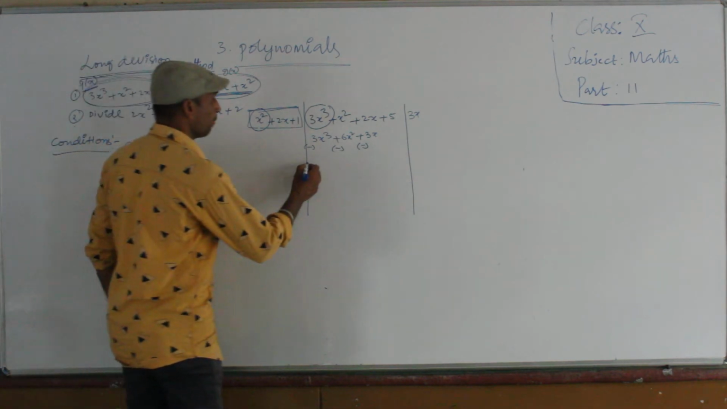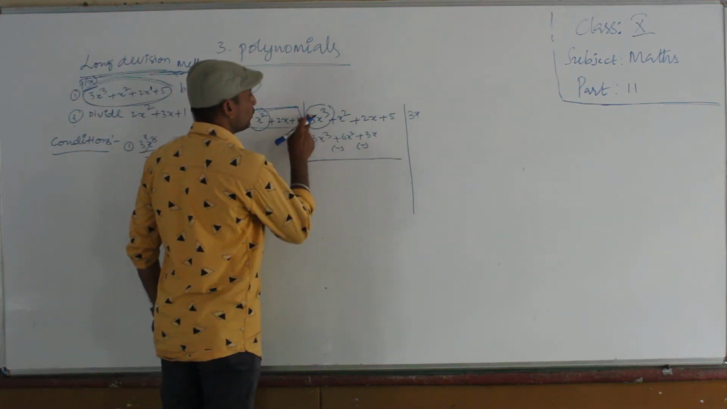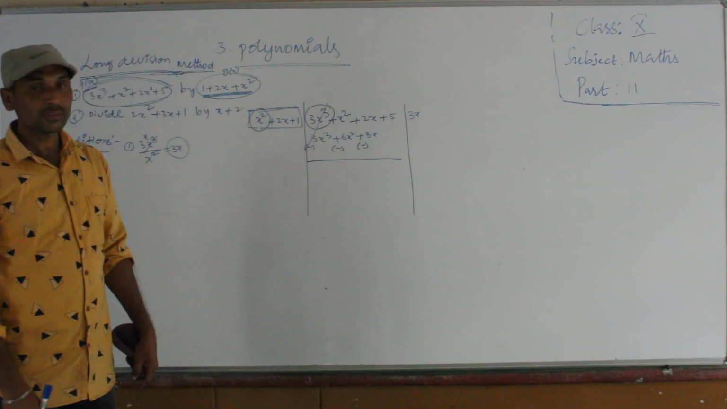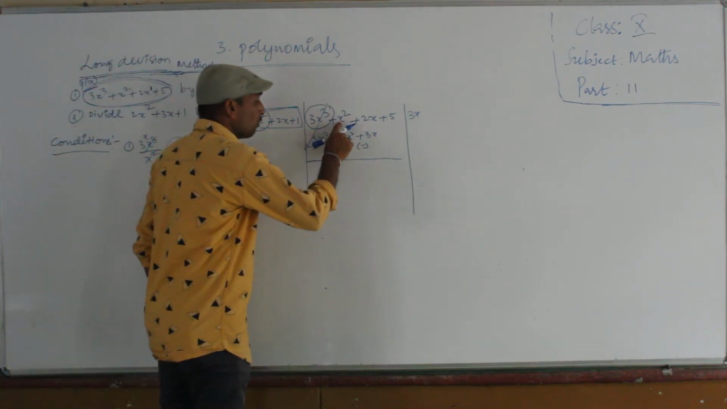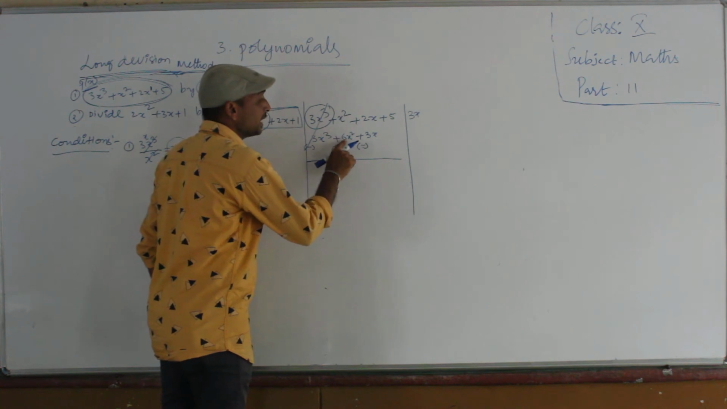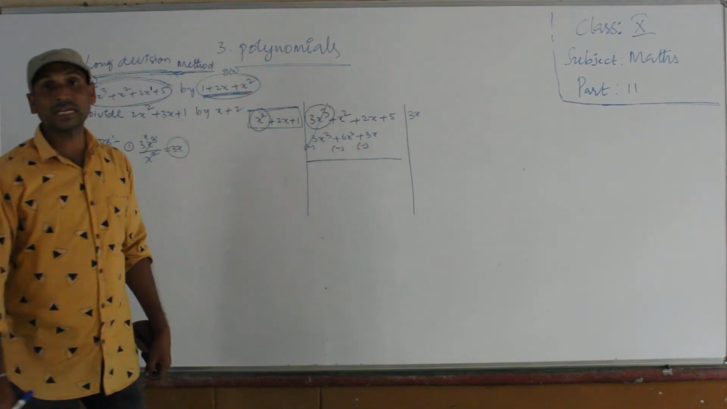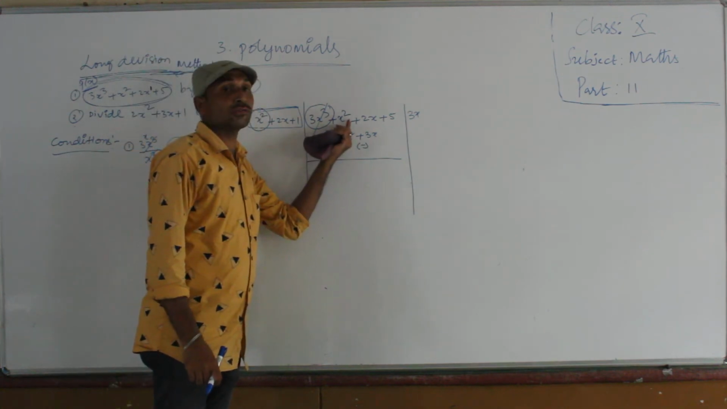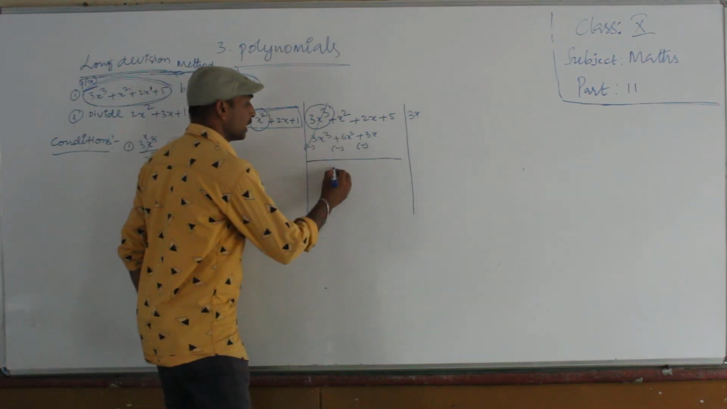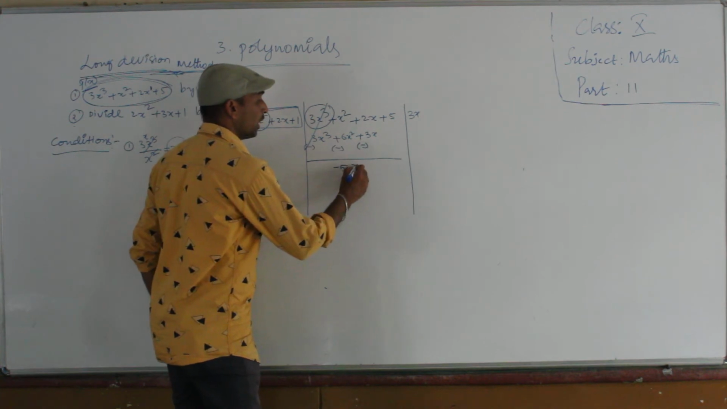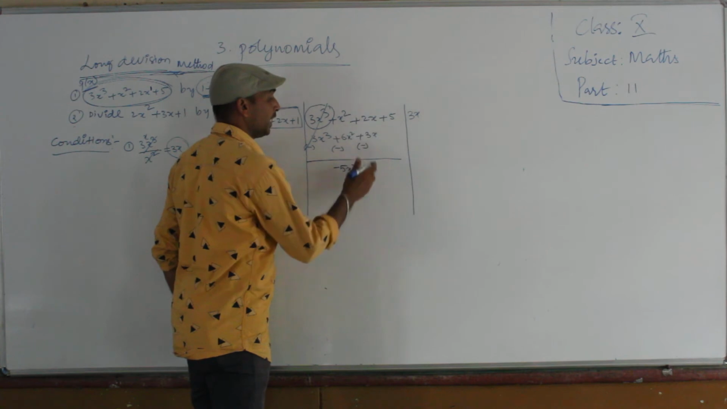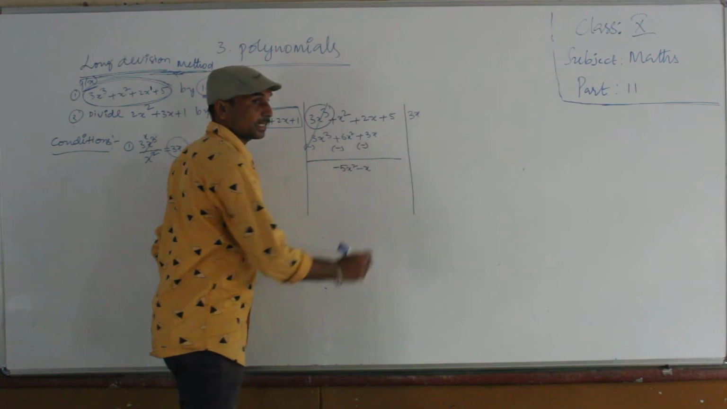So 3x cube minus 3x cube cancels. Then x square minus 6x square: both have different symbols, so we subtract, giving minus 5x square. Then 2x minus 3x gives minus x.